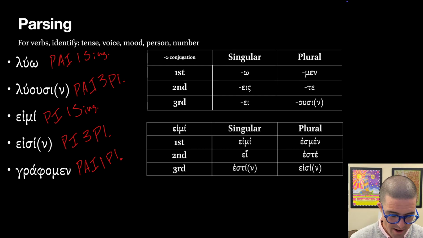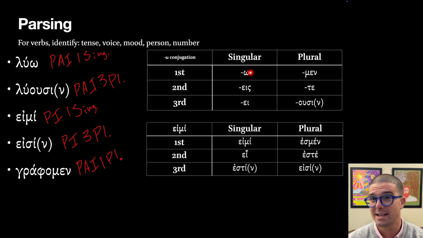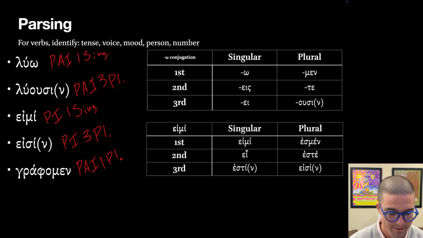So this is what your information should look like here. Luo is the present active indicative, first person singular, just using that omega ending. And for a while, we are going to be just present active indicative, or at least in this video, will only be present active indicative, or just present indicative in the case of to be verbs. With lousin, with that movable nu, we've got a present active indicative third person plural. So we've got this -usi suffix ending right here, indicating third person plural.